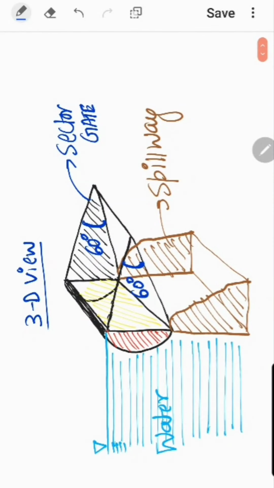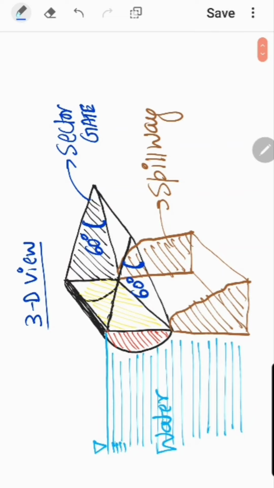Namaskar everyone. So today we will be solving this problem which earlier I told you to solve. Now the solution will be provided. See, this is a good problem. There is a sectorial gate.